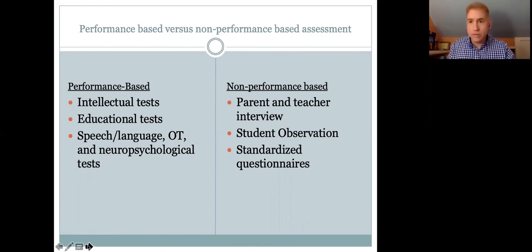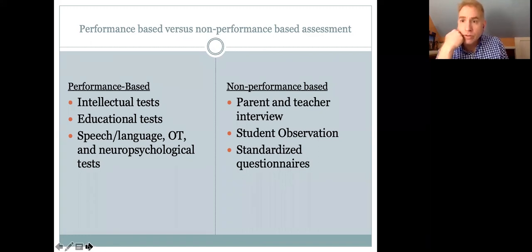These are all of the IQ tests that we've talked about, all of the educational tests that we've talked about, all of the neuropsychological tests that we've talked about, looking at learning and memory and attention and executive functioning. It's the tests used by speech and language pathologists. It's the tests used by occupational therapists. It is really sort of the heart of the assessment battery.